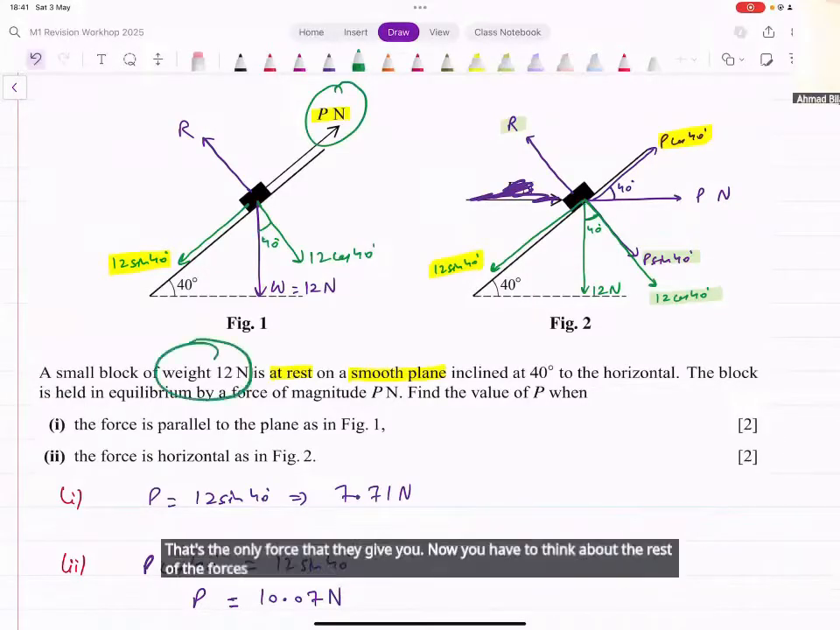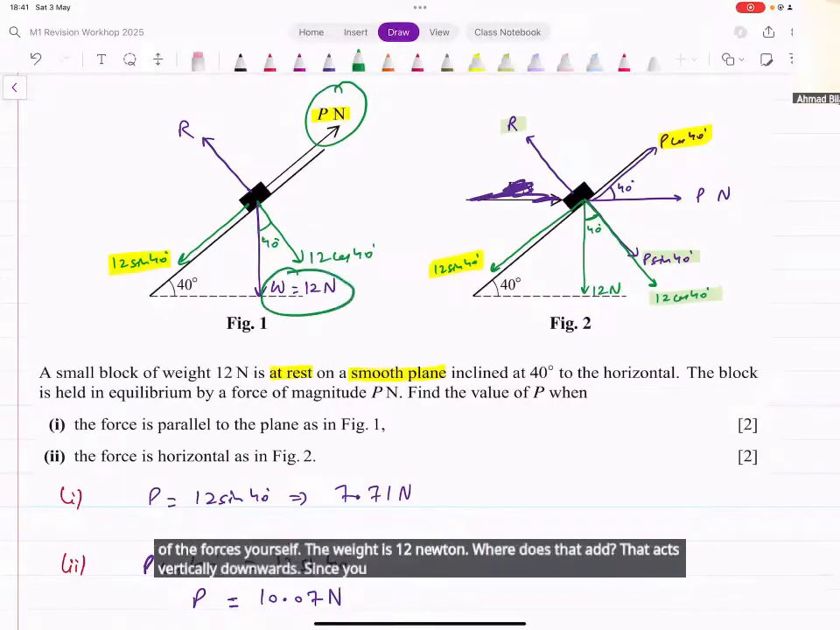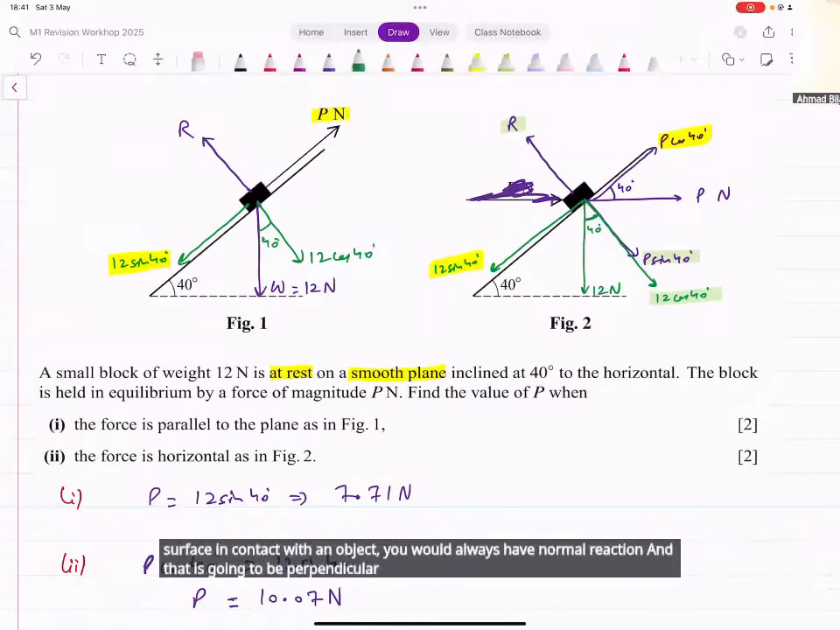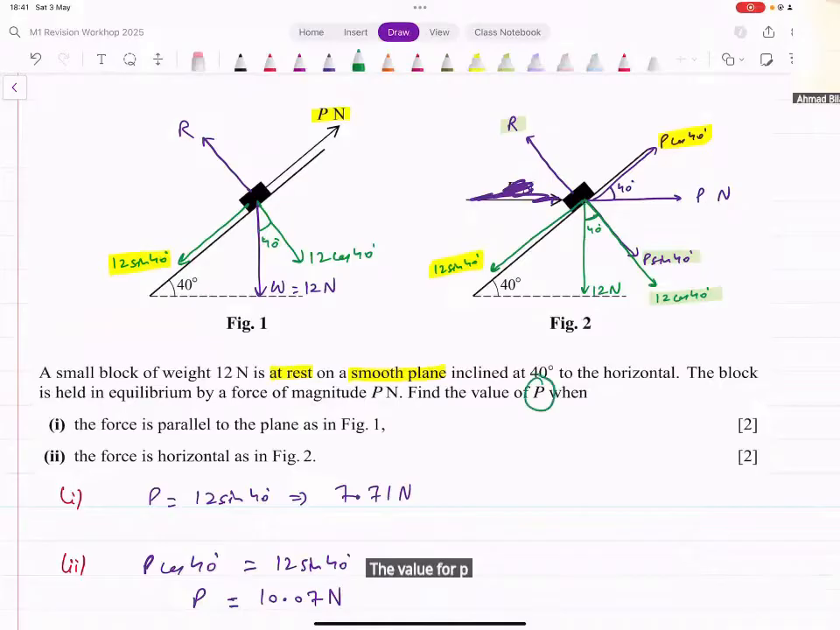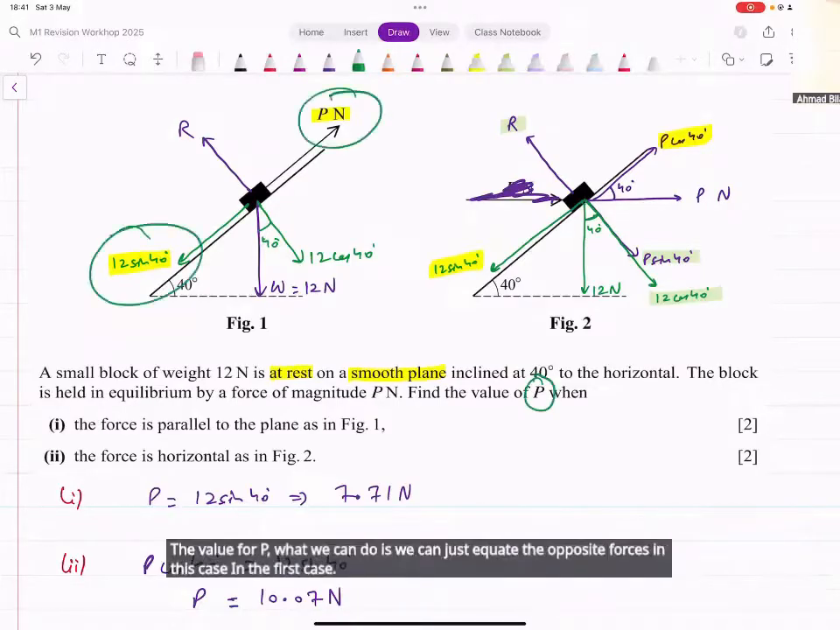The weight is 12 Newton. Where does that act? That acts vertically downwards. Since you have a surface involved, whenever you have a surface in contact with an object, you would always have normal reaction. And that is going to be perpendicular to the surface. The direction of normal reaction is this. Now, if we want to find the value for P, we can just equate the opposite forces in this case. In the first case, P is equal to 12 sine 40, and that gives the value for P. You can see what that is.